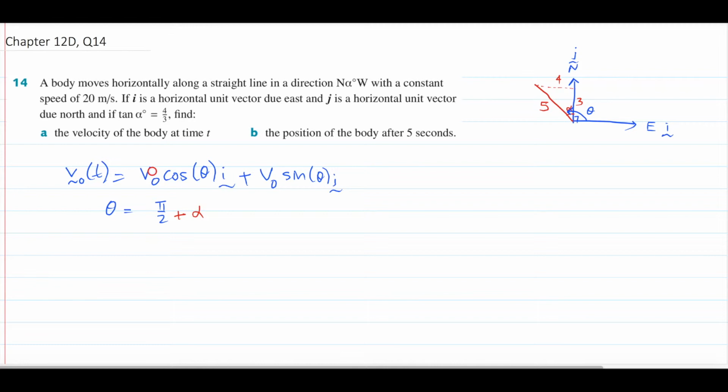Okay, so to find your velocity, it would be v. So actually, because it's constant, v0 is equal to v, and that is equal to initial speed, which is 20, multiplied by cos theta. Now, cos theta is cos of pi/2 plus alpha, times vector i, and then plus v0, once again initial speed, multiplied by sine of pi/2 plus alpha, and that's vector j.